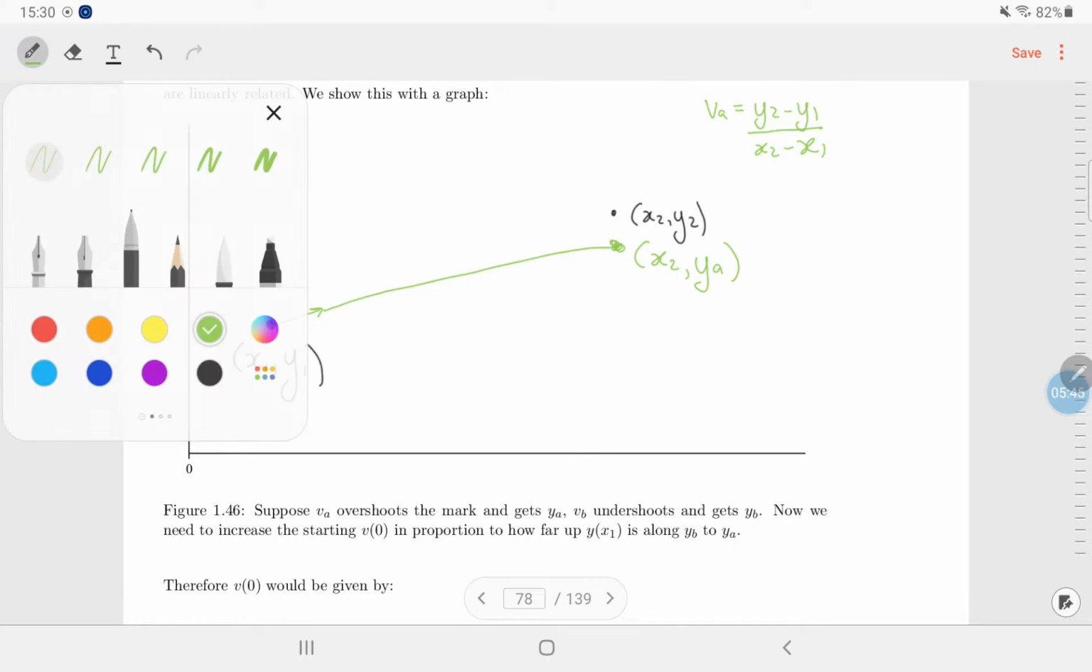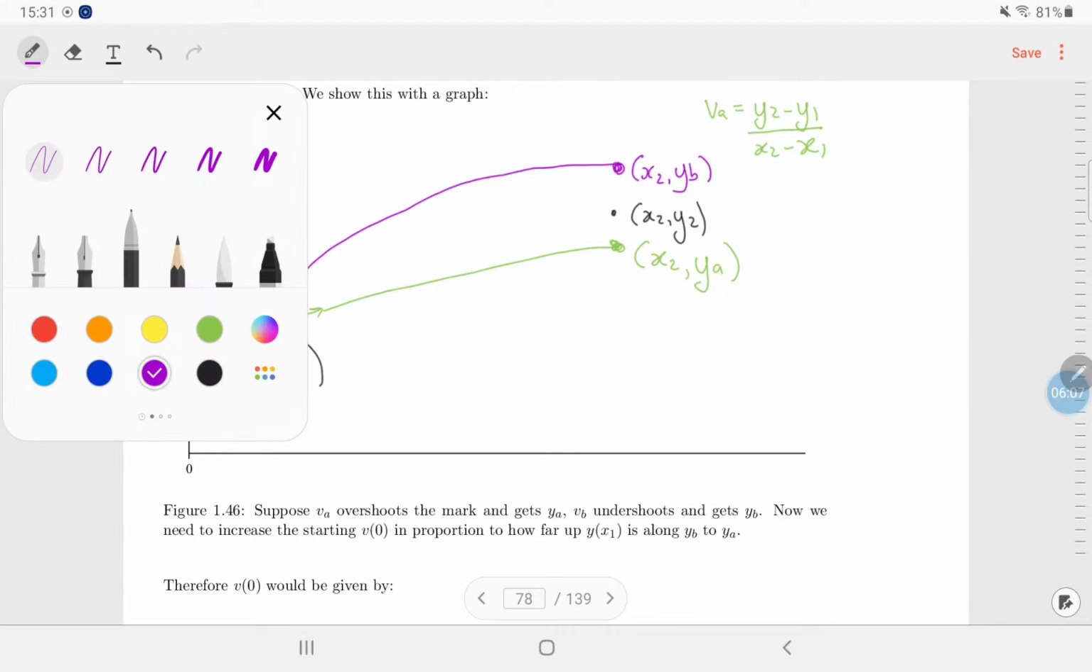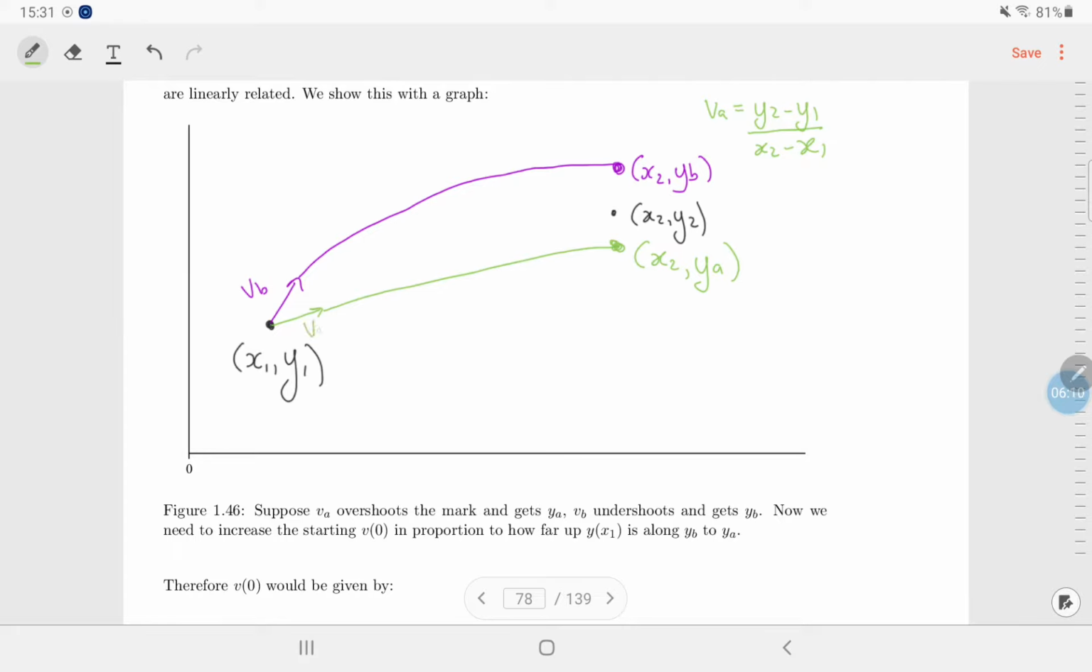So now we're going to increase the slope. We'll go back to that one in a minute. Now we're going to increase the slope to this, so we're going to try vB. And suppose that this gives you an overshot. So this will be x2, yB. Let's write something here. This makes most sense if you have an undershot and an overshot, but we're going to end up with a formula and it works either way.